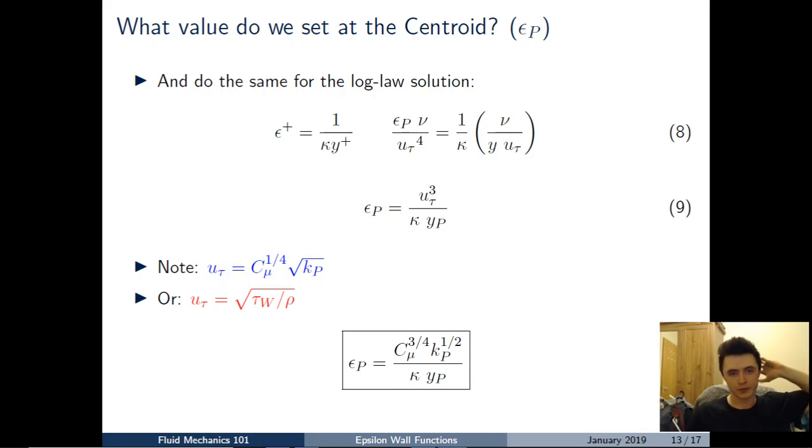And this form of the value for epsilon at the cell centroid is the one that you'll often see in a lot of CFD user guides and user manuals. And CFD user guides and user manuals don't tend to provide the solution in the viscous sublayer, and the reason for that is it's assumed that if we're using the K epsilon turbulence model, all of our cells are going to be in the logarithmic region, because the K epsilon model wasn't originally designed for use in the viscous sublayer. So that's often why you'll only ever see equation 10 quoted in CFD user manuals.